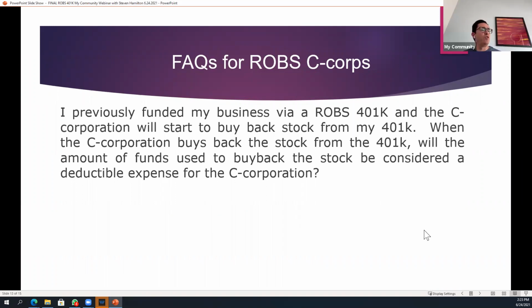Exactly. So you're using after-tax dollars, essentially, is my understanding, for the corporation to buy back the stock from the stockholder, in this case, the 401k. That's correct.